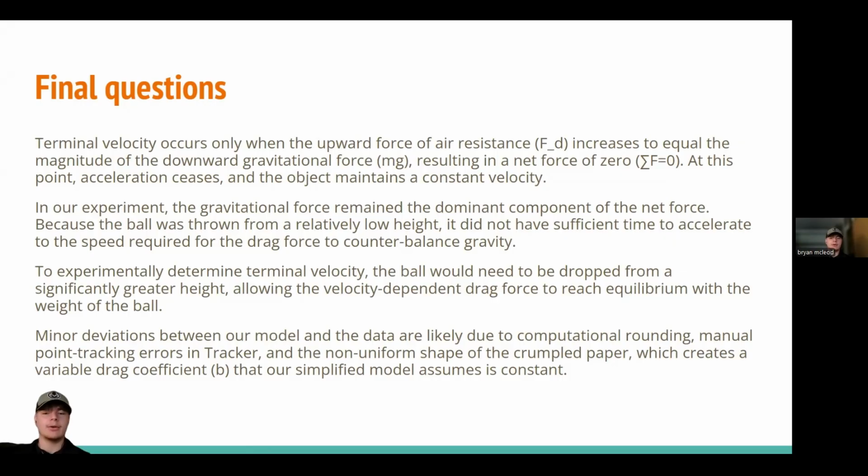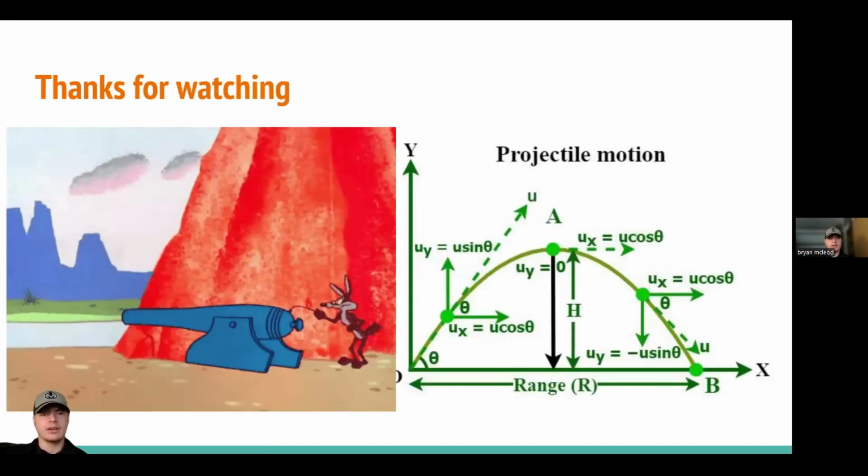Minor deviations between our model and our data are likely due to computational rounding, manual point tracking errors, and non-uniform shapes in the crumpling ball, which creates a variable drag coefficient that our oversimplified model assumes is constant. And that's everything.